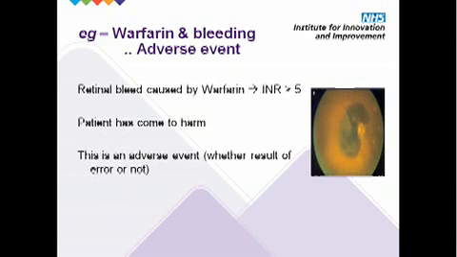So the GP or the advanced nurse has a look through the notes, and you're looking for something that clinically is reasonable to be linked with an INR greater than 5. So something that would be reasonable would be a bruise or a hematoma or a bleed. And the picture on the right shows you a retinal bleed. So this patient was over-anticoagulated and they've come to harm as a direct consequence of the care they received. They've had an adverse event. And it doesn't matter if it's an error or not, we're measuring harm adverse event rate.